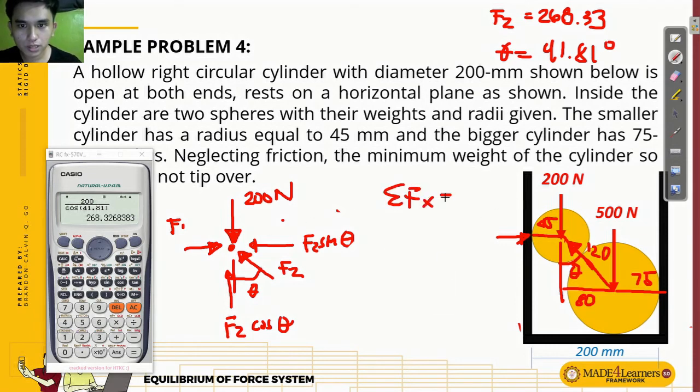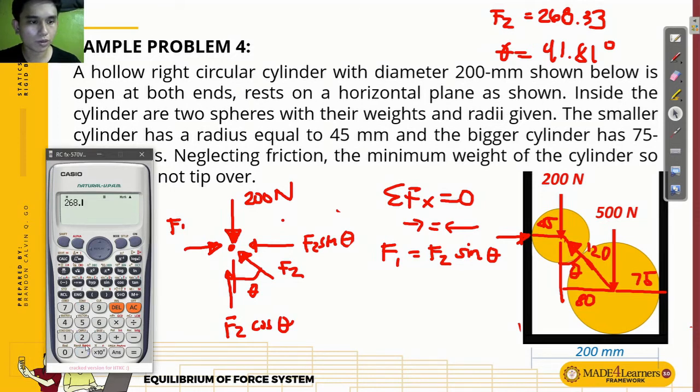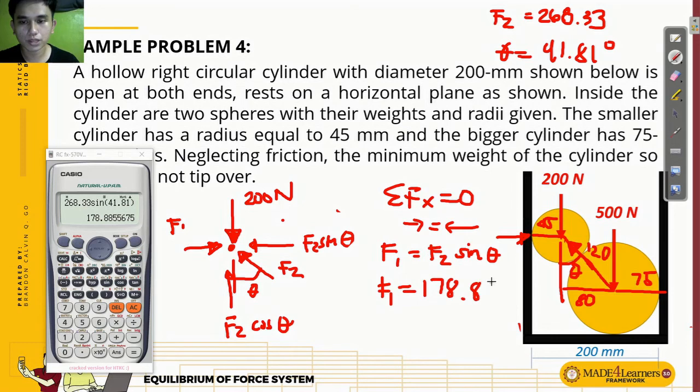Summation of forces along x is equal to 0. So F1, to the right, is equal to the left. F1, the unknown, is equal to F2 sine theta. We have already solved F2, so we can solve F1. F2 is 268.33 times sine of theta, where theta is 41.81. Therefore, F1 is equal to 178.89 Newton.